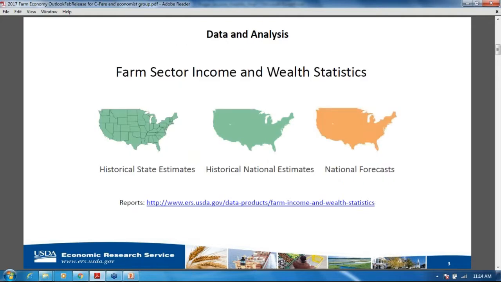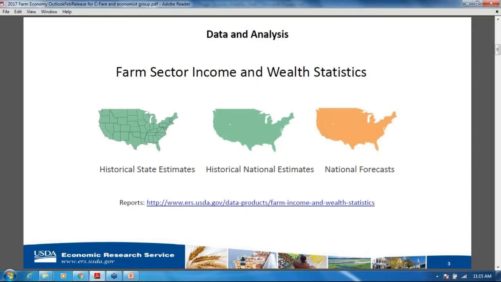All right, so that's the farm sector. Now we can talk about how the USDA releases data related to the farm sector. And we do that in a data product called the Farm Sector Income and Wealth Statistics Data Product. And we focus on data related to the income statement and data related to the balance sheet, and then a combination of the two using financial ratios.